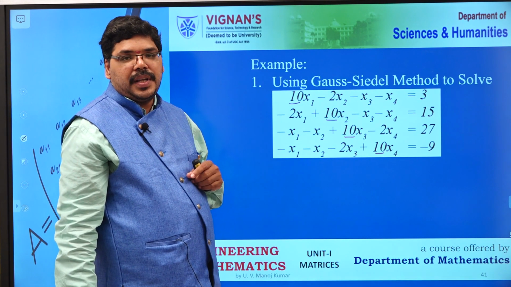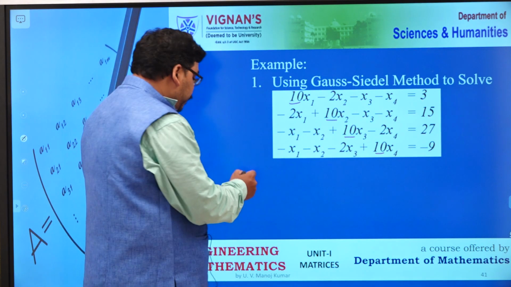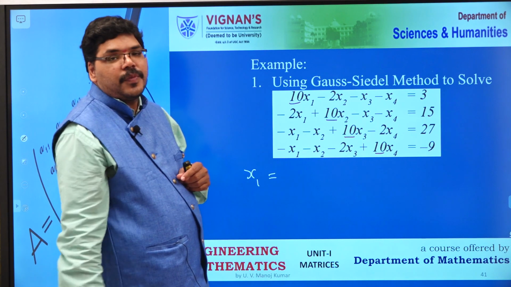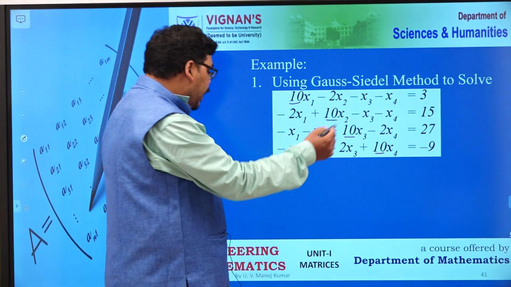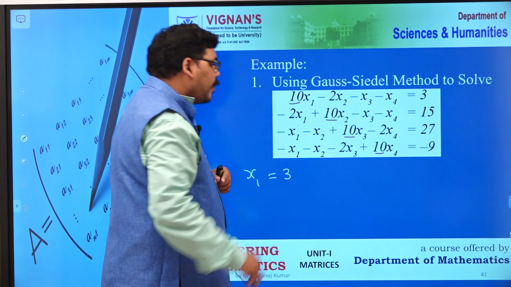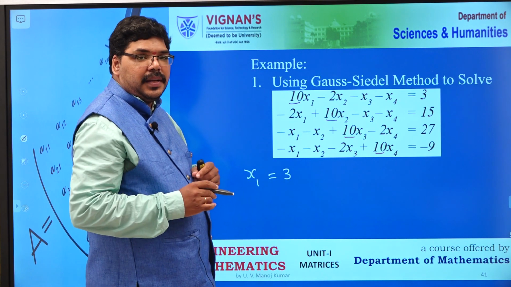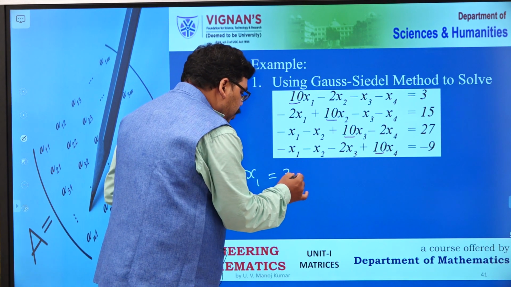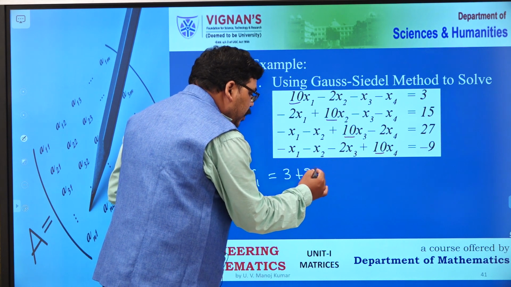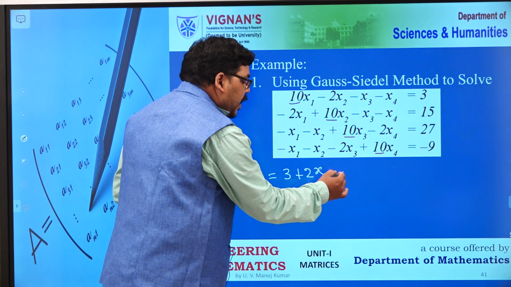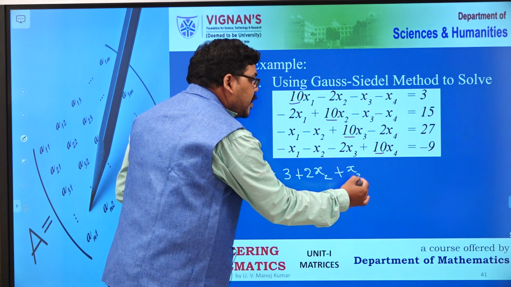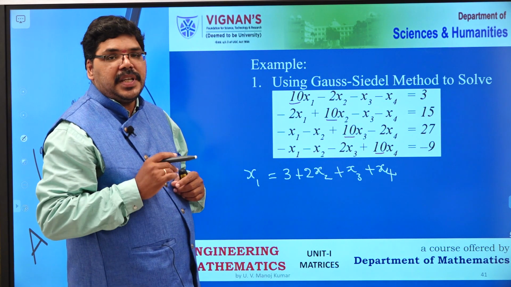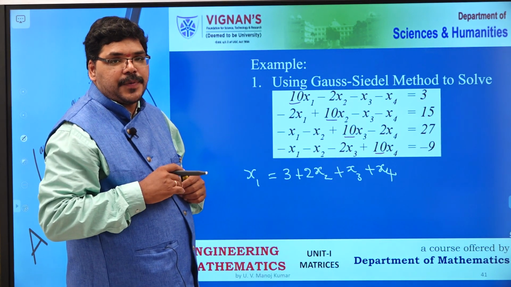See the first equation and write the expression for x1. So x1 equals what? Already 3 is there on the RHS. I want x1 only, so bring all other terms to the other side. Minus 2x2, if you bring it to the other side, becomes plus 2x2. Similarly, plus x3, similarly plus x4. So from the first equation, we are writing the expression for x1.